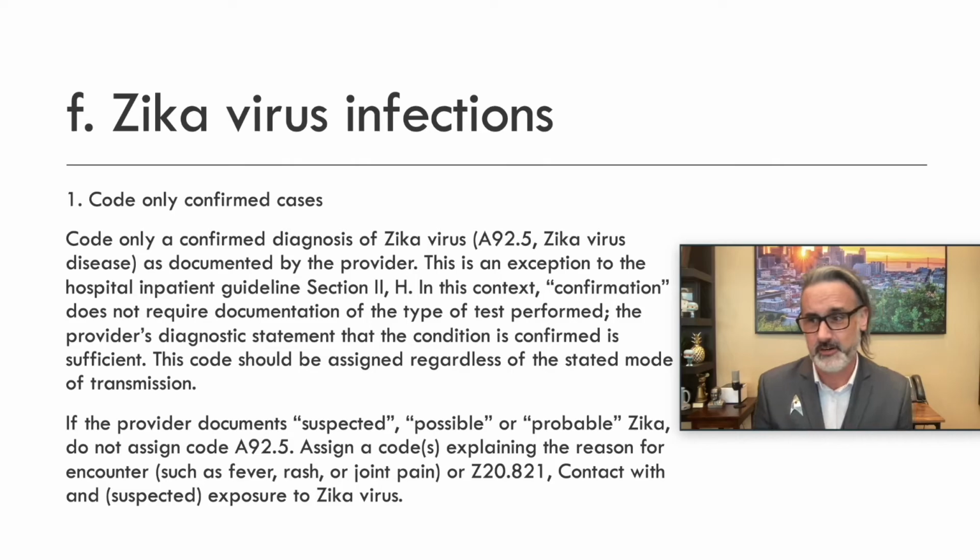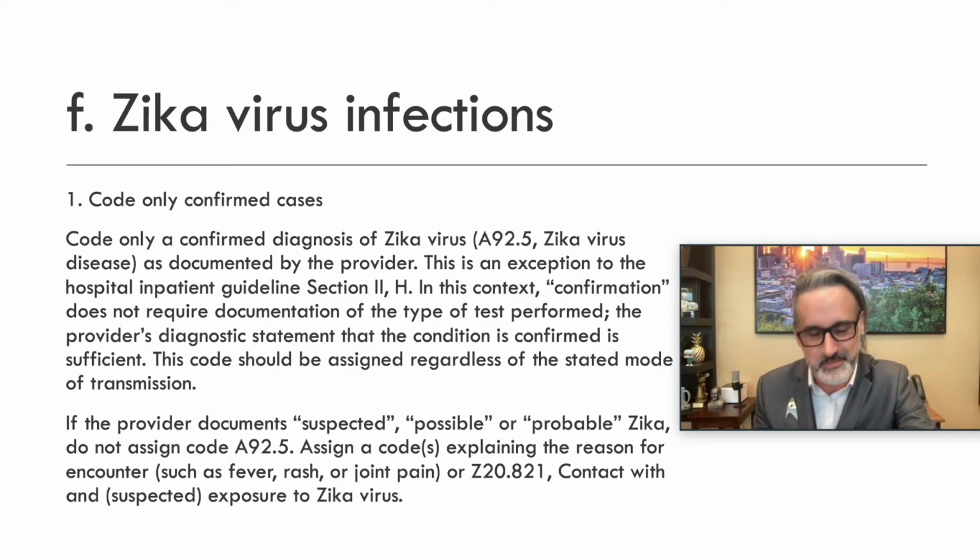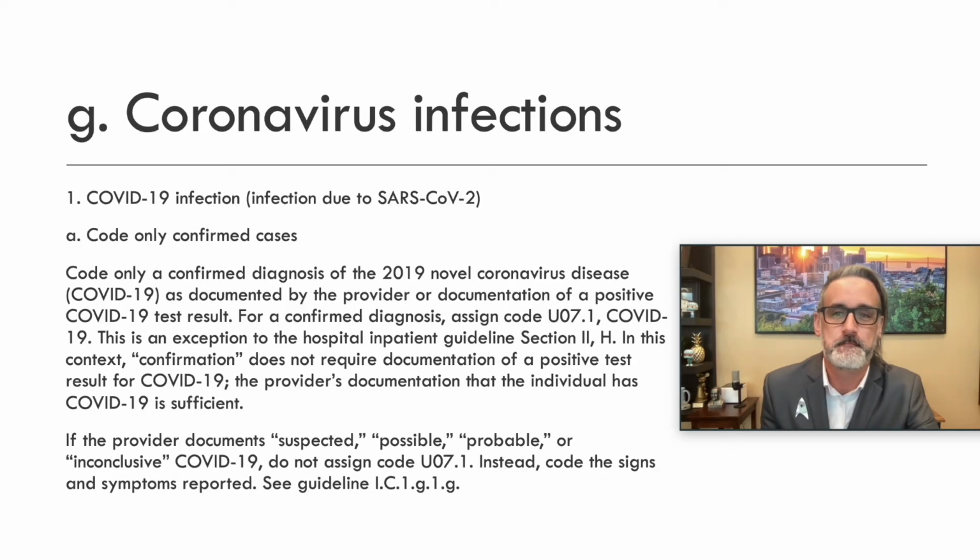If it's not confirmed, but the doctor thinks they may have it, then we would code whatever conditions the patient has. We'd code just the signs and symptoms, or the Z20.821 code if the patient is suspected to have contact or exposure to the Zika virus. So as you can see here, keywords always do matter when we're coding.